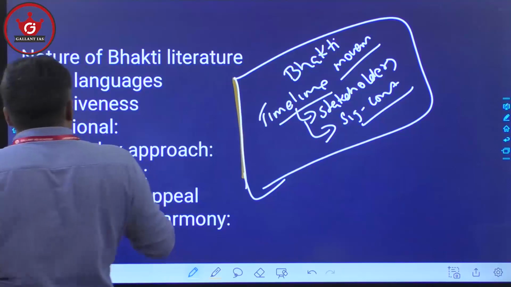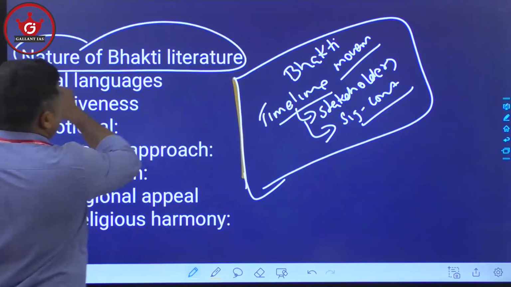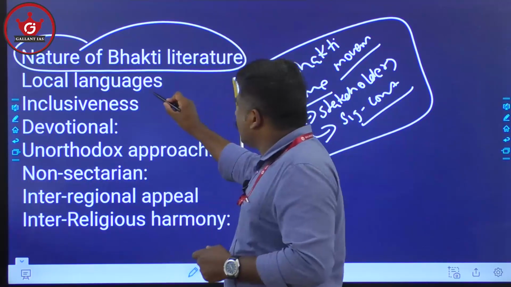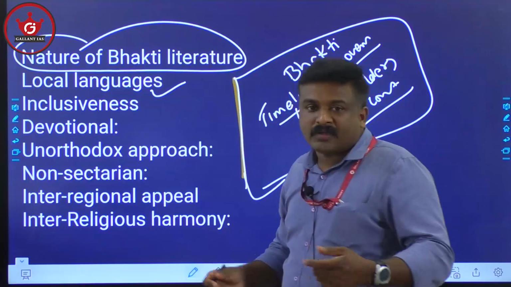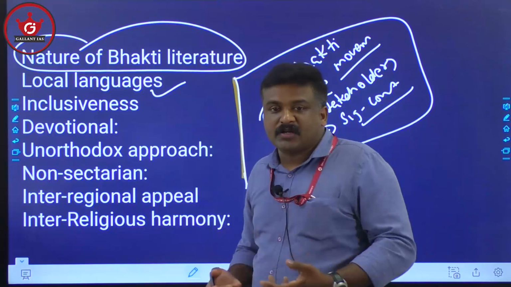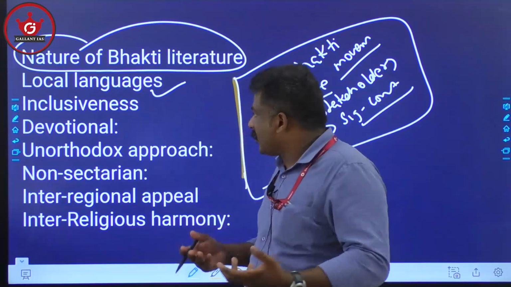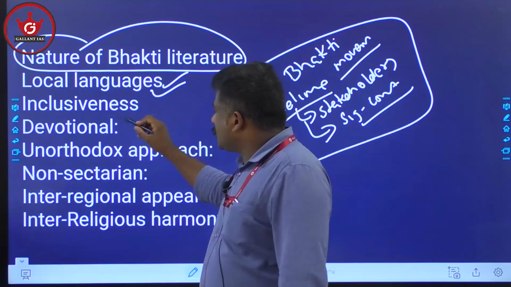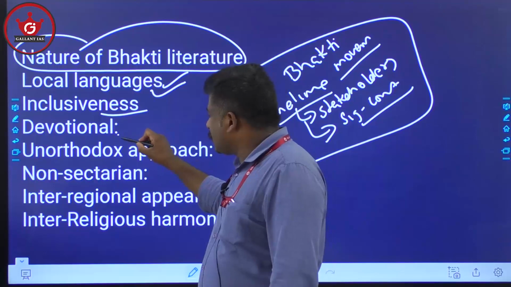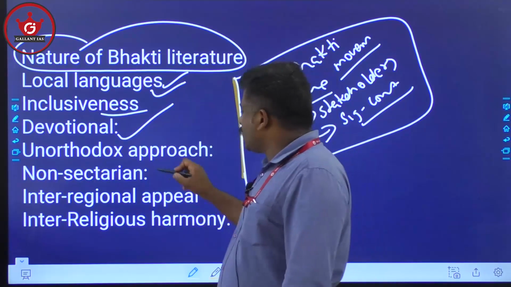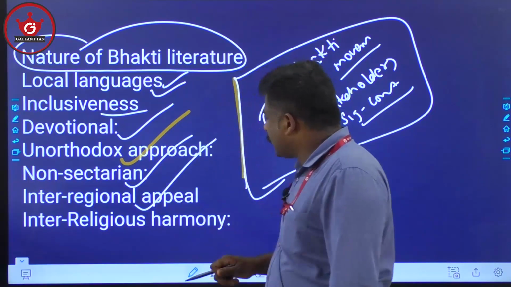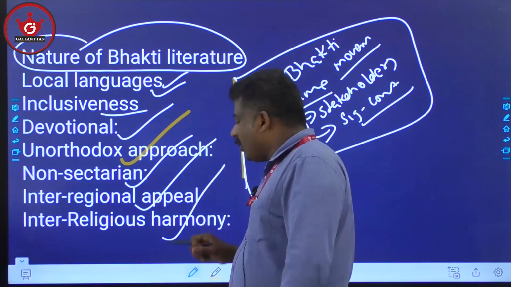Coming to the body, first of all, you have to discuss the nature of the Bhakti literature. You should say that, yes, this was in local languages, vernacular literature. Then there is inclusiveness. The literature was devotional in nature, having an unorthodox, non-sectarian, inter-regional, or inter-religious approach. All those things are there.